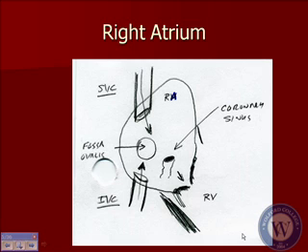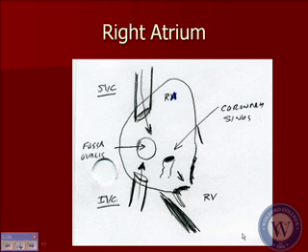Now the right atrium is where the volume is coming back to the heart, and the right atrium is basically composed of three major veins coming back. Okay, so this is a favorite exam and board question. They can ask you three things.